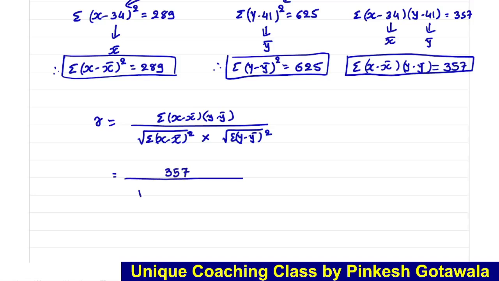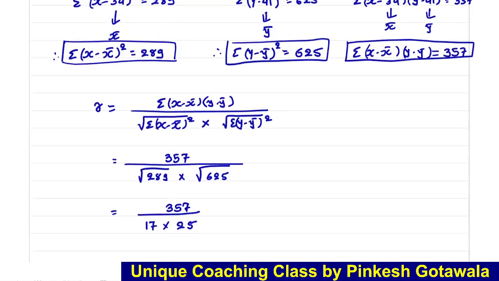357 divided by root 289 times root 625. 357, 289 is 17 squared, and here 25. So the final answer is 0.84.